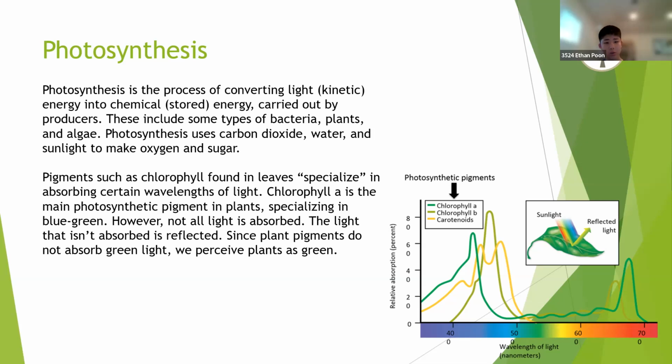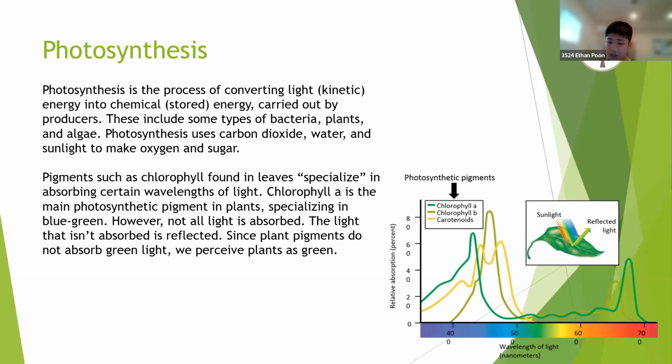And pigments such as chlorophyll found in leaves specialize in absorbing certain wavelengths of light. So they use that light to convert to sugar. Chlorophyll A is the main photosynthetic pigment in plants, and it specializes in this sort of bluish greenish color. But as you can see, not all light is absorbed, and the light that isn't absorbed is reflected. And since plant pigments do not absorb green light, we perceive plants as green.